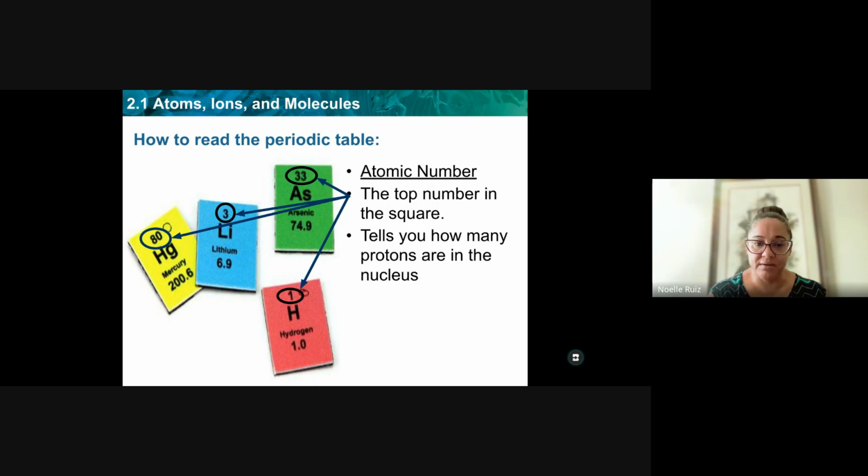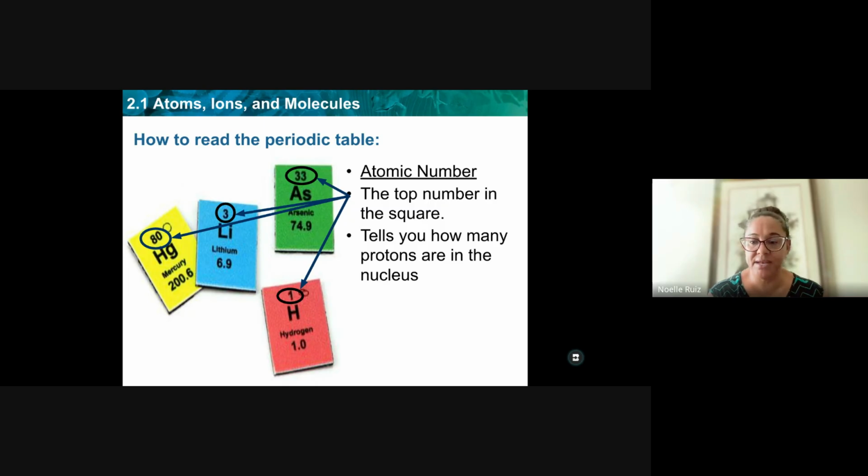So for the red square at the bottom, if I ask you how many protons are in one atom of hydrogen, you just have to tell me whatever number is at the top. That's it. It's not a trick question. Same for the blue one, lithium.